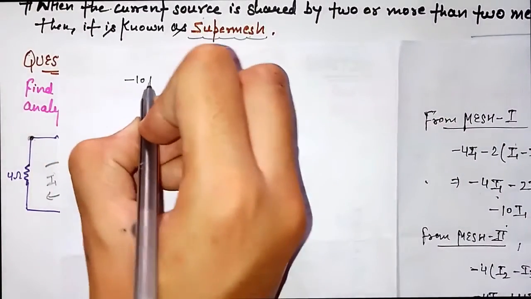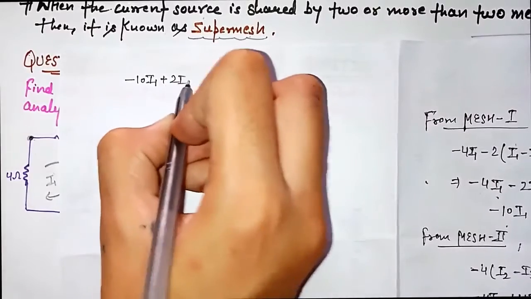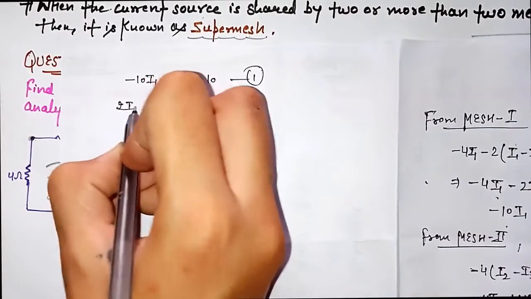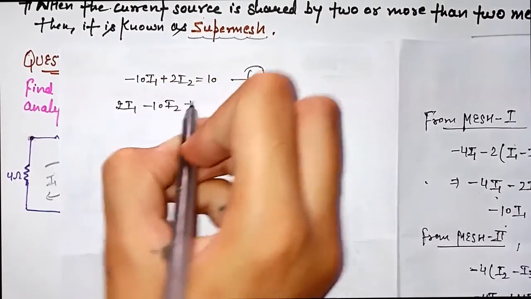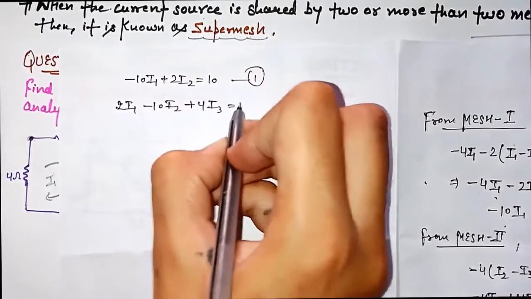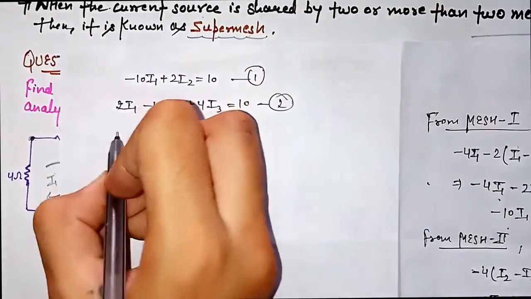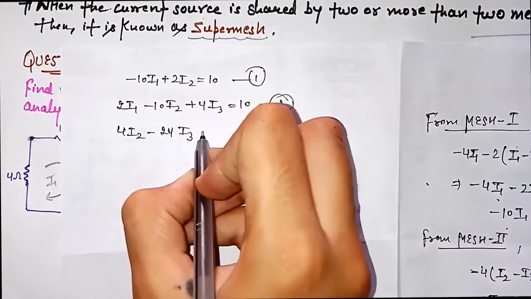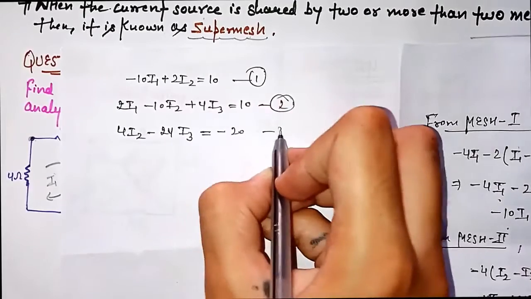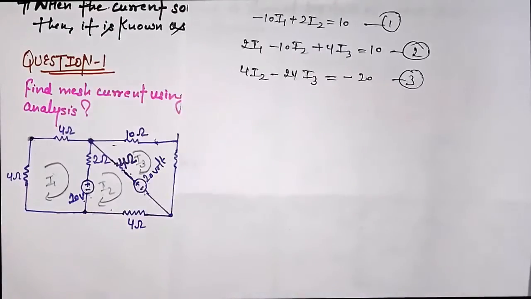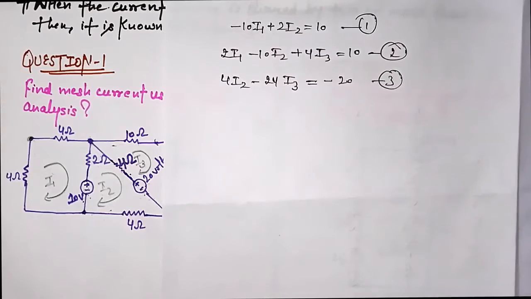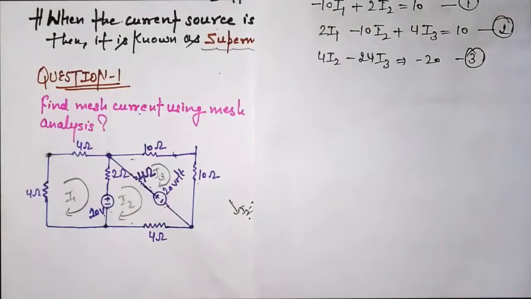Minus 10I1 plus 2I2 is equal to 10. This is our equation number 1. The second equation is 2I1 minus 10I2 plus 4I3 is equal to 10. This is our equation number 2. Then 4I2 minus 24I3 is equal to minus 20. That is our equation number 3. Now we use the matrix method.